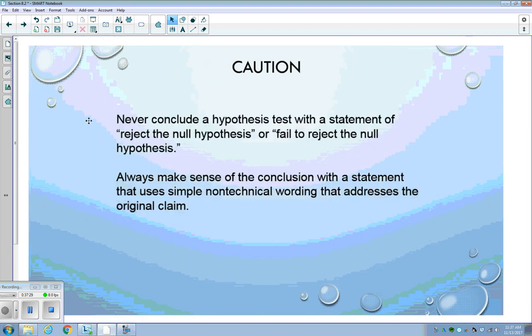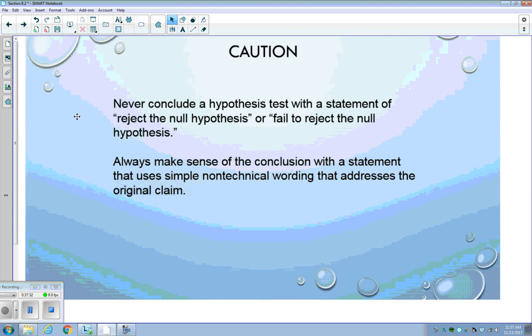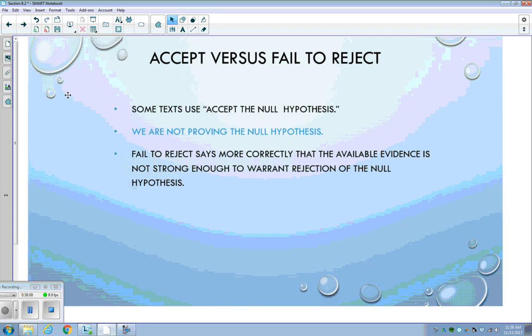I think we're close to the end here, and then we're going to get some practice in. Never conclude a hypothesis test with a statement of reject the null hypothesis or fail to reject, because you need a conclusion that people can understand. Always make sense of the conclusion with a statement that seems non-technical. And it has to address the wording of the original claim. So then we go back to, we are not proving the null hypothesis. We're either rejecting or failing to reject.